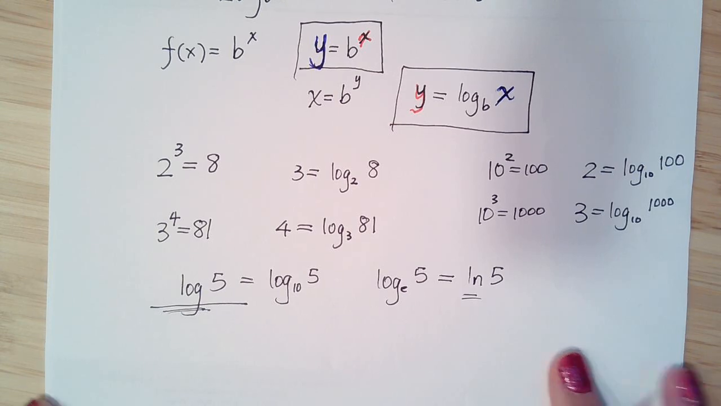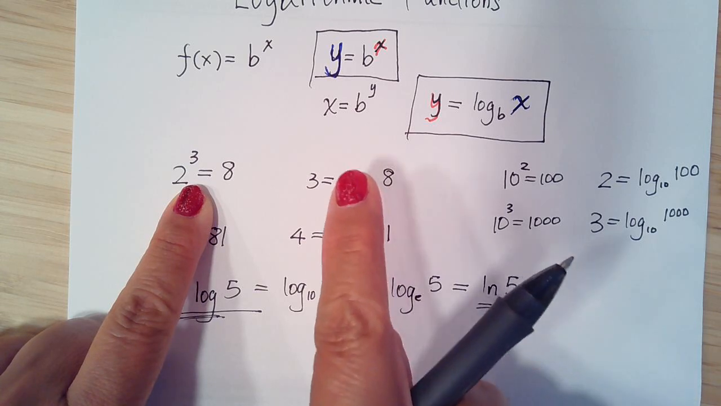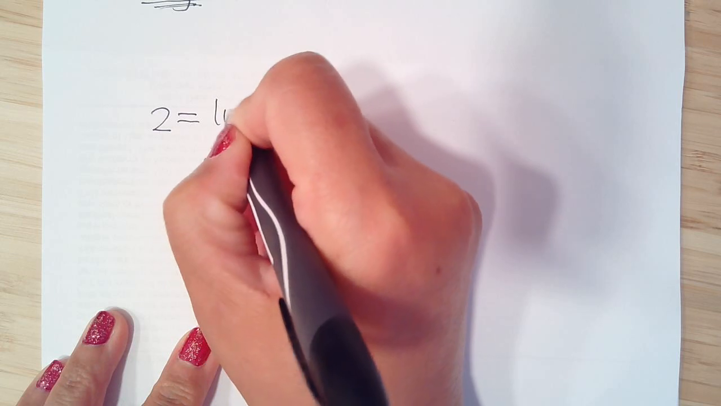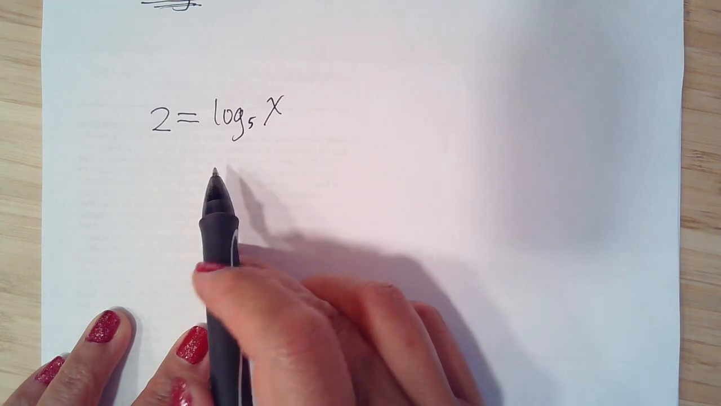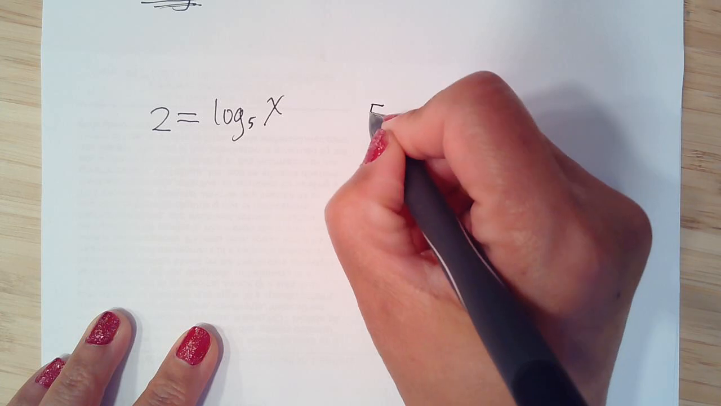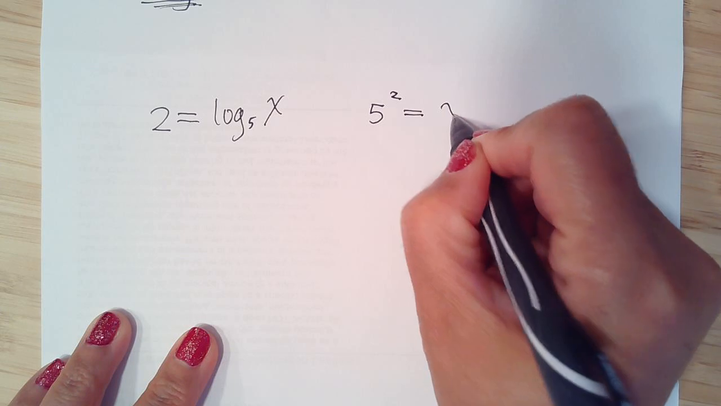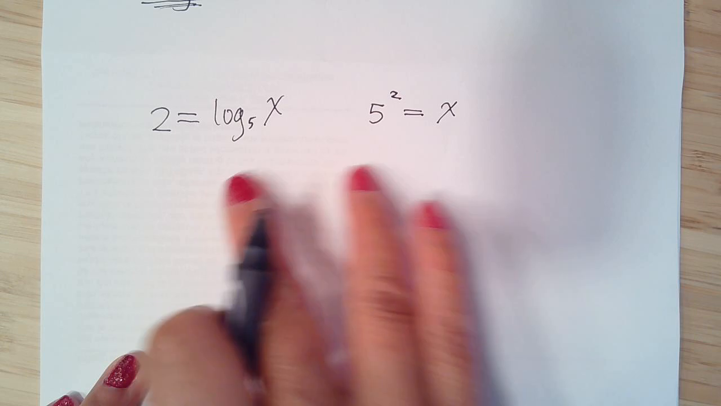Next thing I'm going to ask you to write from this form to this, or from this form to this. Let's do that. A little exercise will help you to understand. If I give you 2 equals log base 5 of x, this is the log form. Can you write that into the exponential form? Base is always the base. And then after 5, I need to write 2 instead of x, and that equals x. Actually, we know that x is 25, but I just ask you to write it in another form.